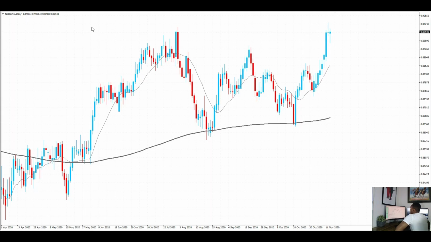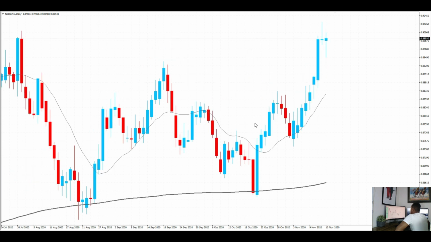Okay, so for NZD CAD on the daily chart, you can see a big push to the upside this week. Price broke through this resistance in the market here. This was a nice key level. I was saying as long as price stays below it, we can see price sell off and give us a nice push to the downside.